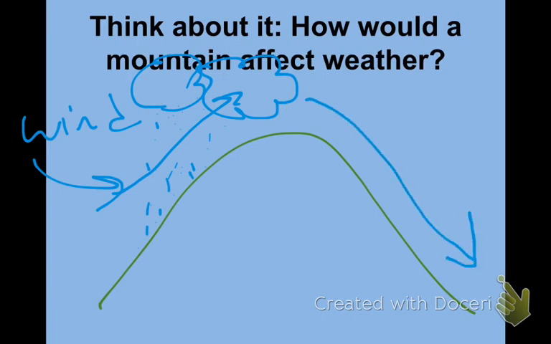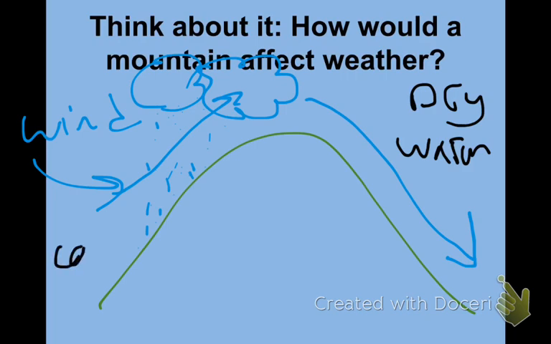As it's moving down the mountain, if air is sinking, are you going to get any clouds? No. So over here, it's going to be very dry. It's also going to be warmer because it's not going to have any rain to help cool it off. So this side of the mountain is very dry and very warm because of that sinking air. Over here, it's going to be cooler, and it's going to be moist because it's going to have precipitation.